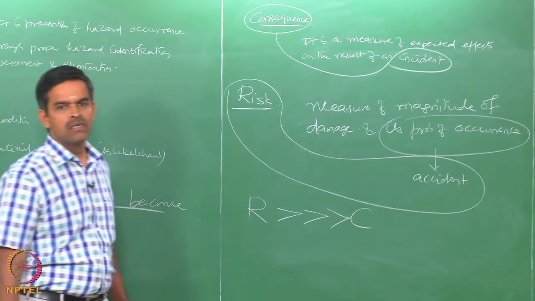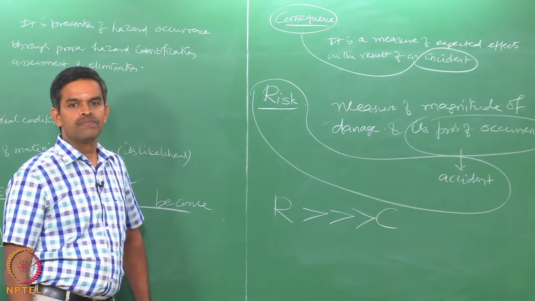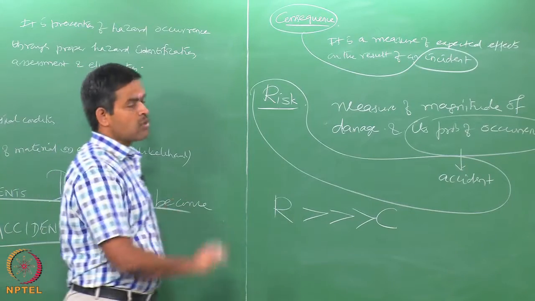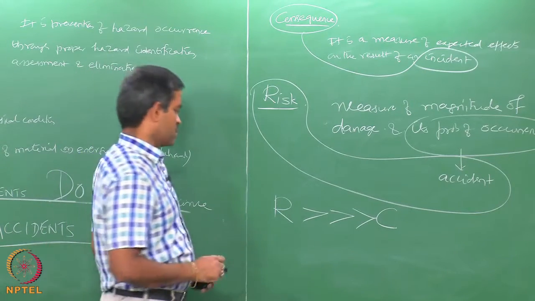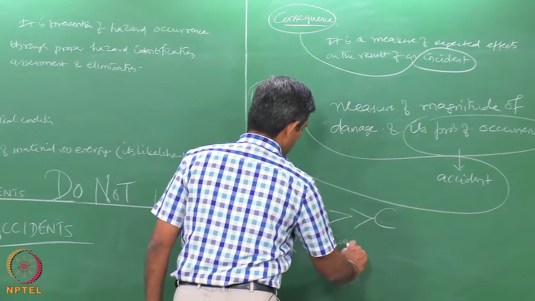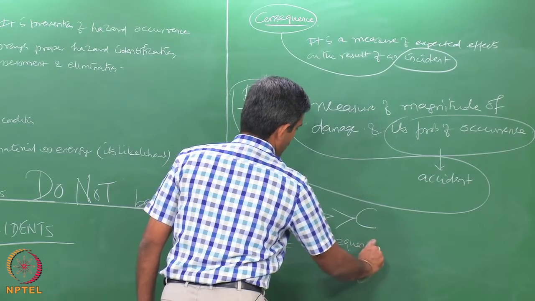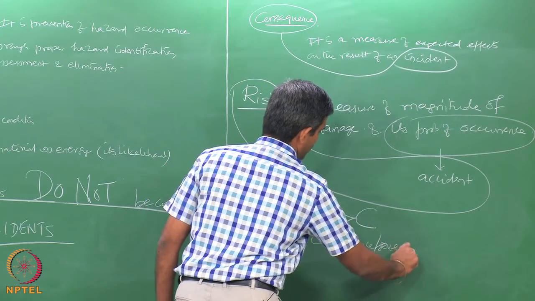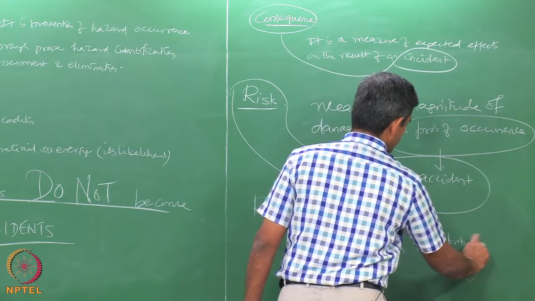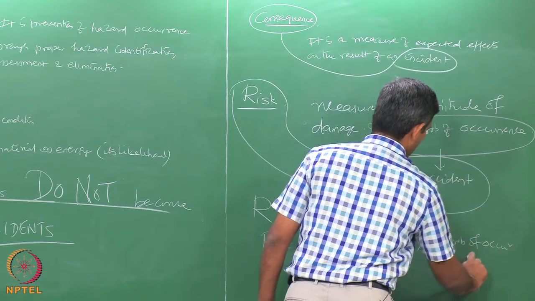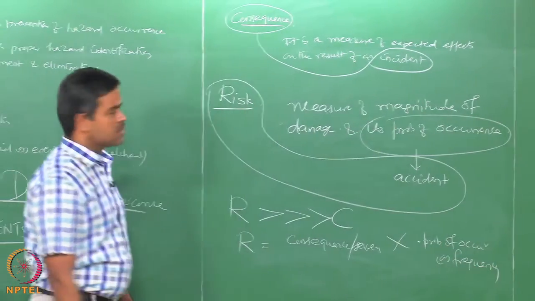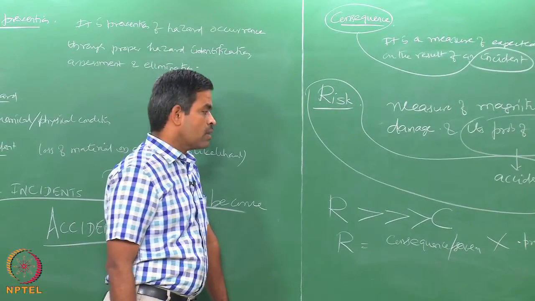In other words, the product of chance of occurrence of a specific event and the severity of consequence together is what we call risk. So, risk is nothing but the product of the consequence or severity multiplied by the probability of occurrence or frequency of occurrence. So, this gives me the magnitude and frequency.